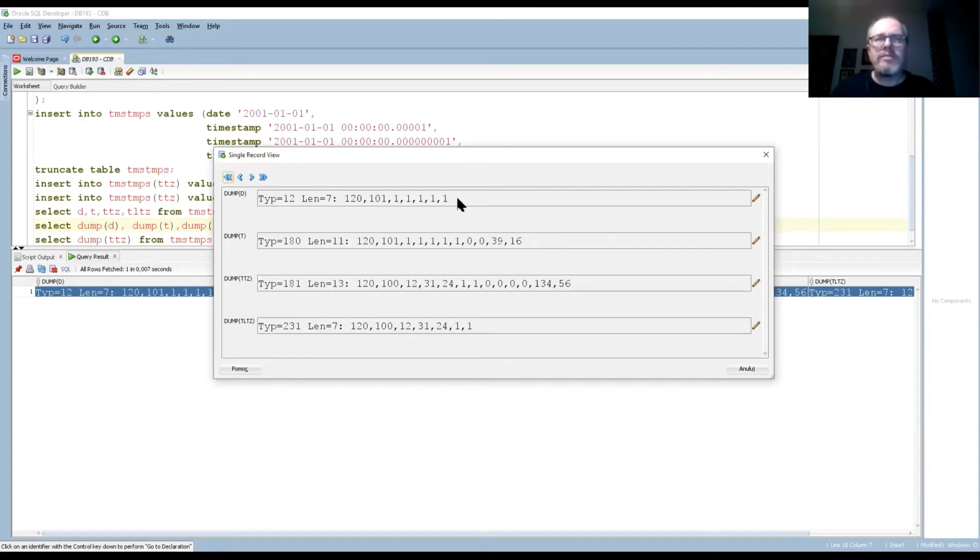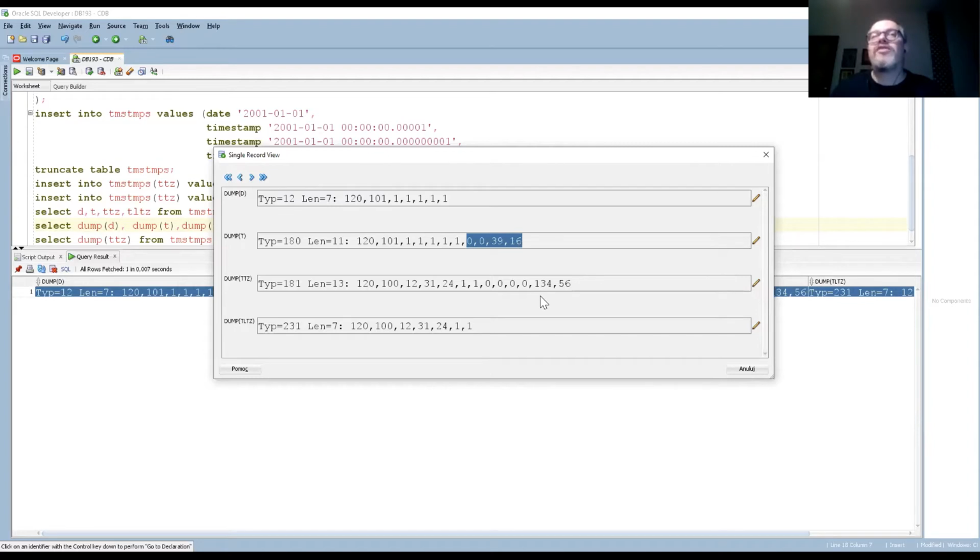However, when we have the fractional part, it's no longer offset by one. So seconds are plus one, but the fractional part, billionths of seconds, is no longer offset by one. So this was the date. As we see, the timestamp is very similar, except that it has four extra bytes for the fractional part.